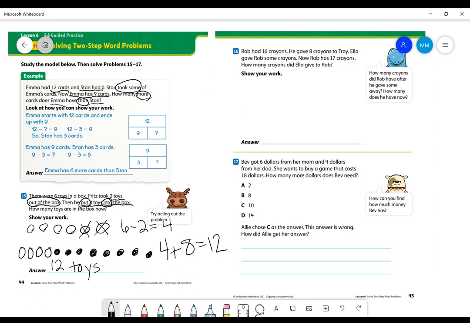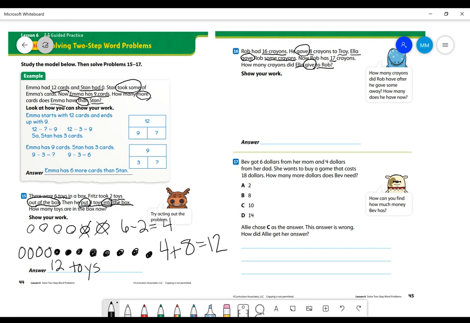It says Rob has 16 crayons. He gave 8 crayons to Troy. Ella gave, I'm going to circle gave, Rob some crayons. Now Rob has 17 crayons. How many crayons did Ella give to Rob?